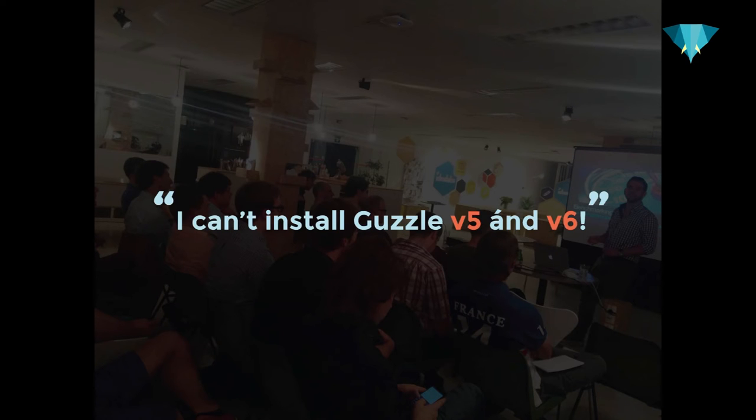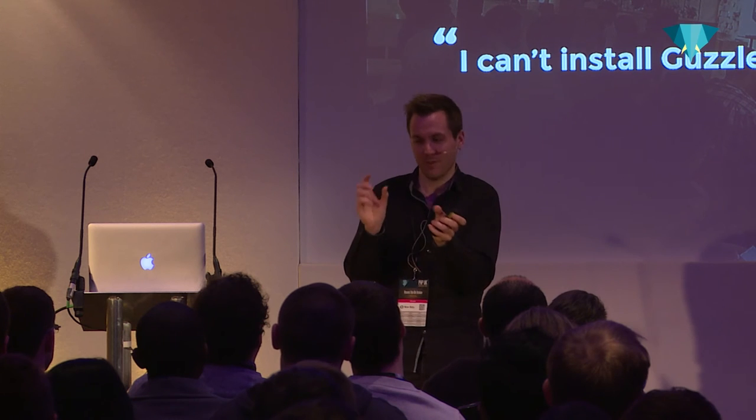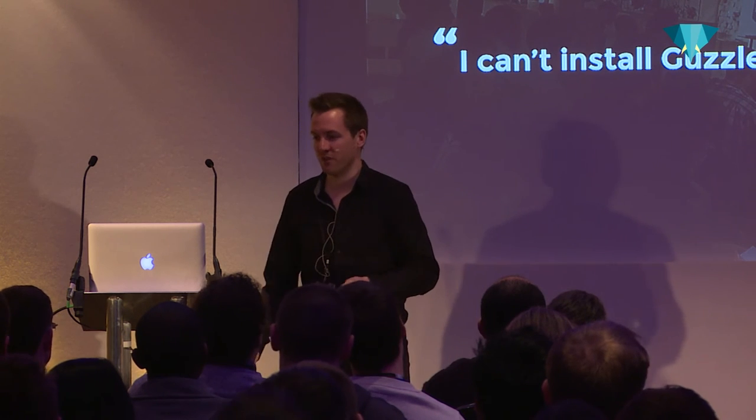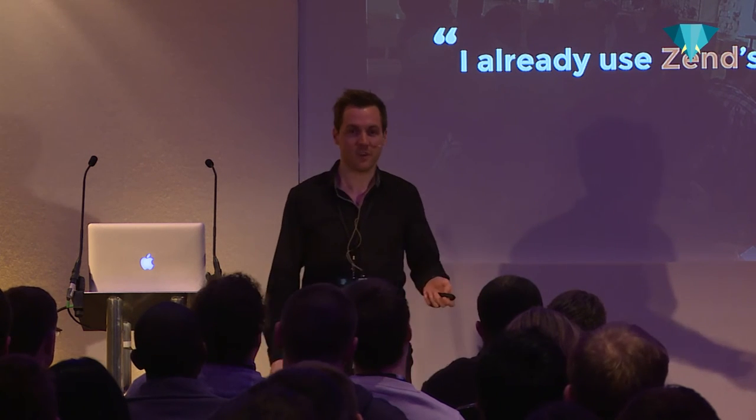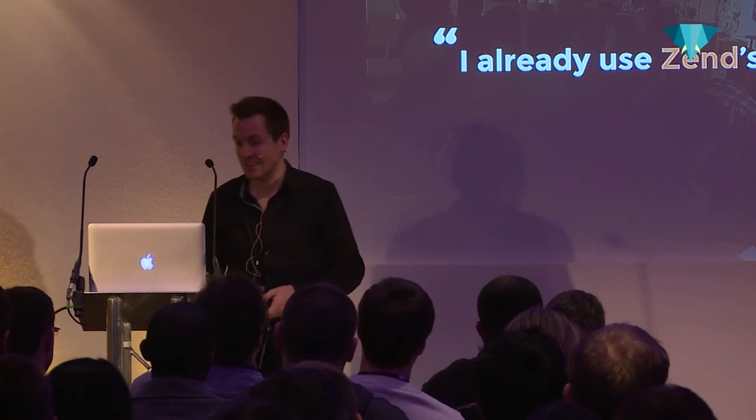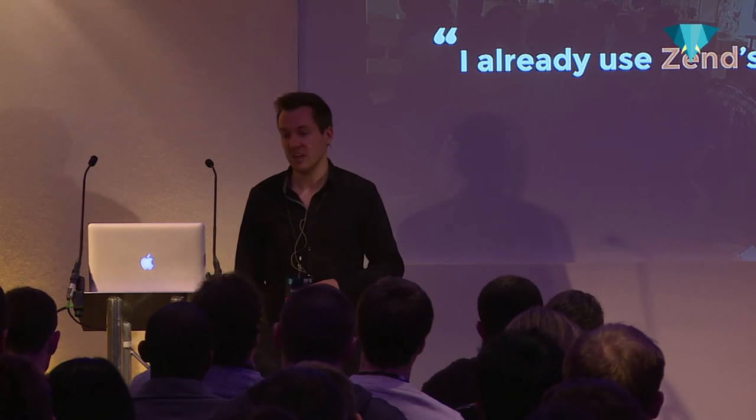But some people will cry. They won't use your SDK. Why? Because they might be using Guzzle version 5 instead of version 6, and that conflicts. You cannot install two major different versions of the same package. It's not possible in PHP. Or maybe they're using Zend's HTTP client. So they won't be able to use your SDK.